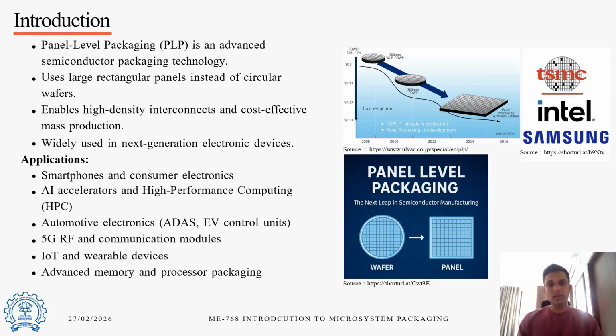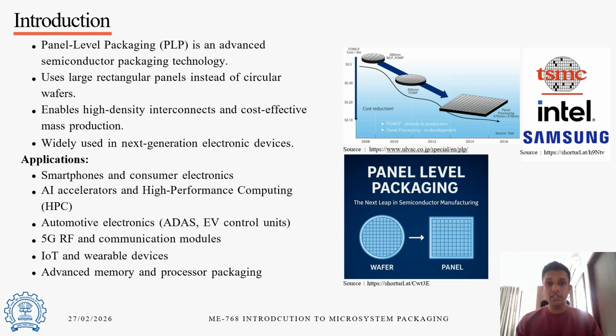Panel level packaging is an advanced semiconductor packaging technology. We know that in conventional packaging technology, we start with the wafer, convert it into dies, and the die is fixed to an external substrate, interconnections are made onto it, and then we package it together. But in the case of panel level packaging, there is no substrate. This is substrateless packaging technology where we make the redistribution layers first on a carrier, and then we fix our dies onto it and package it all together using a mold compound.